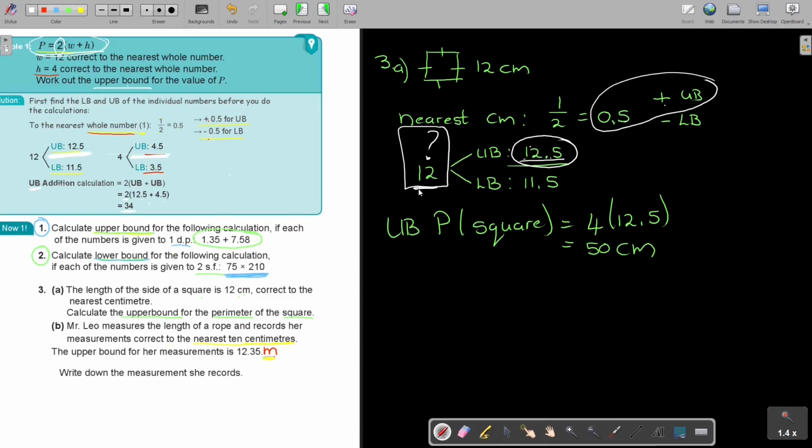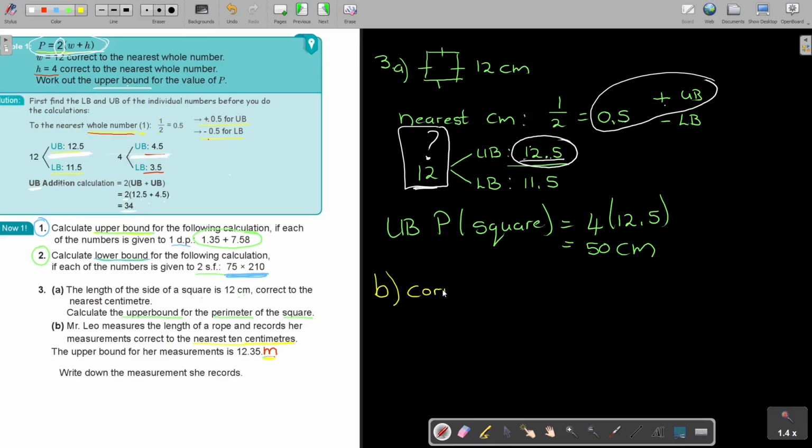Okay, now this is exactly what I'm going to do in this question. Now just be careful for your units. So if I start with number B, let's just take yellow. So number B. So it's correct to the nearest 10.